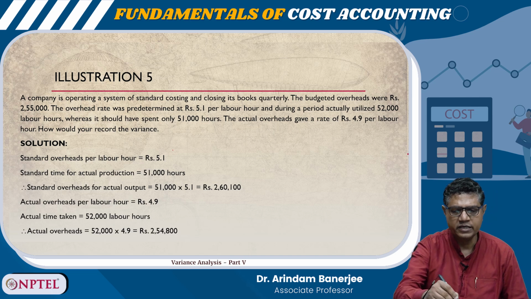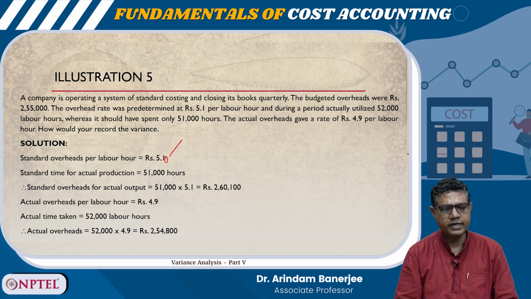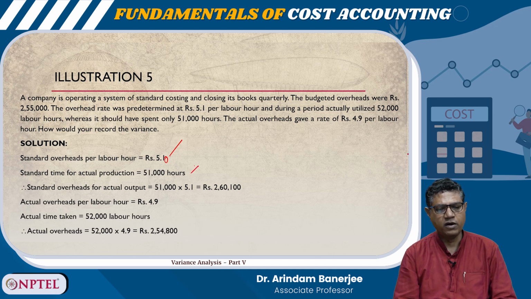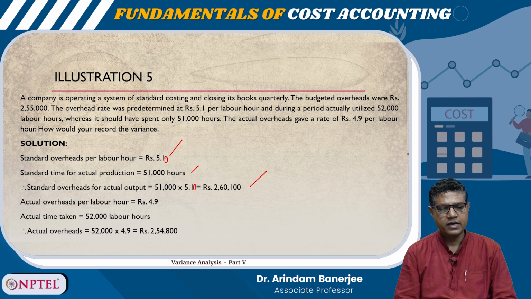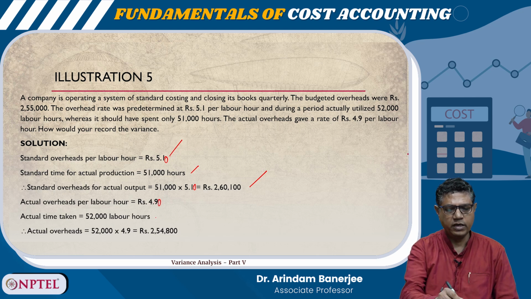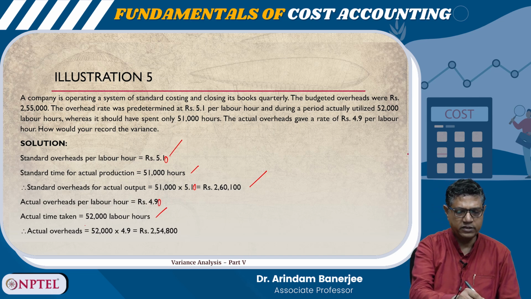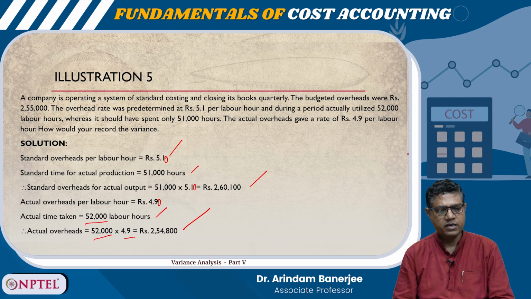So, standard overhead rate is rupees 5.10. We can add a 0 here, right? Standard time for actual production is 51,000 hours. Standard overheads for actual output, 51,000 into 5.1, is 2,60,100. And actual overheads per hour is rupees 4.90, and actual time taken is 52,000 labor hours. So, actual overhead is 52,000 into 4.9, so 2,54,800. So, that is my actual overhead.